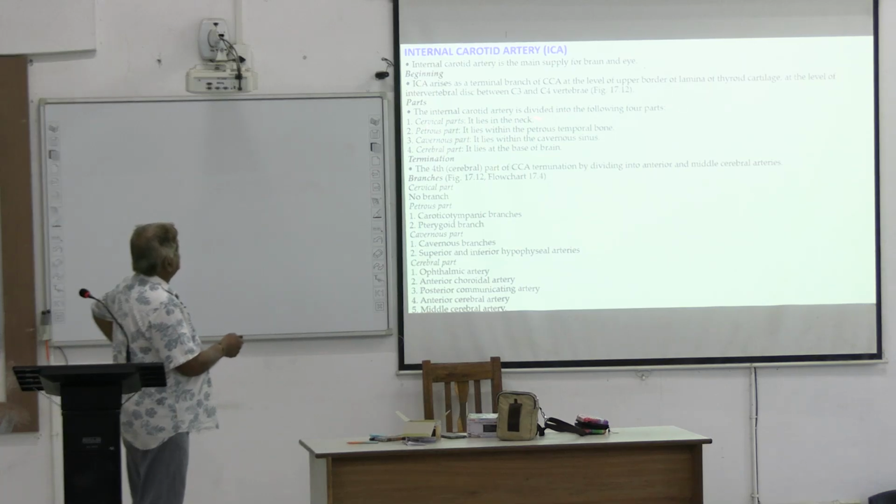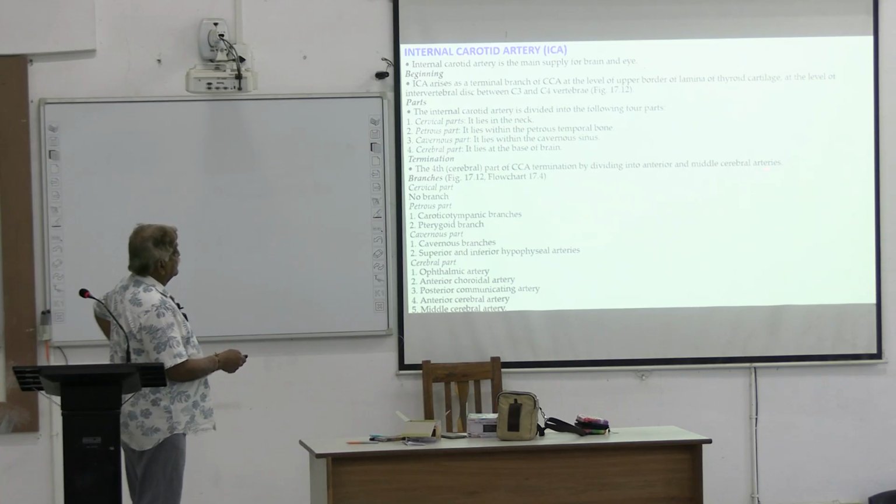Cervical part lies in the neck. The petrous part lies within the petrous temporal bone. The cavernous part lies in the cavernous sinus. Cerebral part lies at the base of the brain. Termination: the fourth, cerebral part of the internal carotid artery terminates by dividing into anterior and middle cerebral arteries.